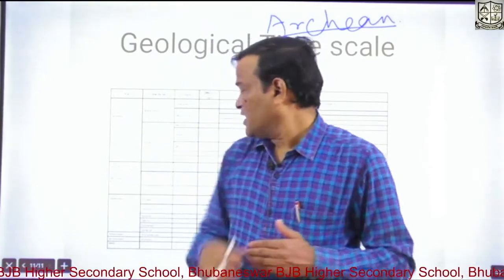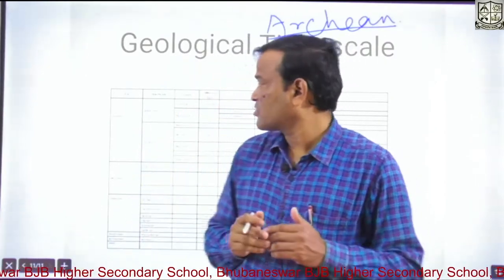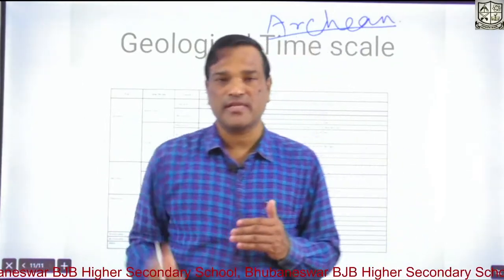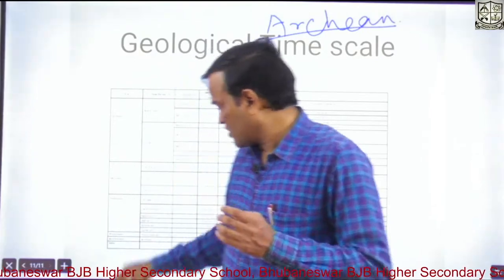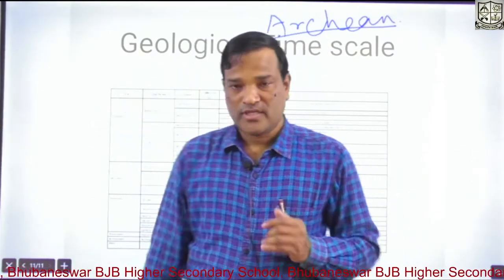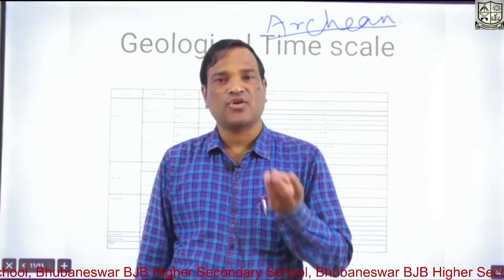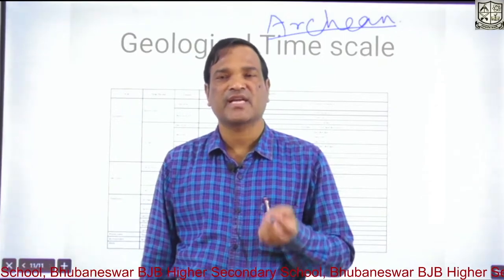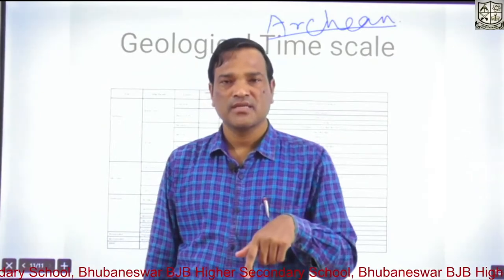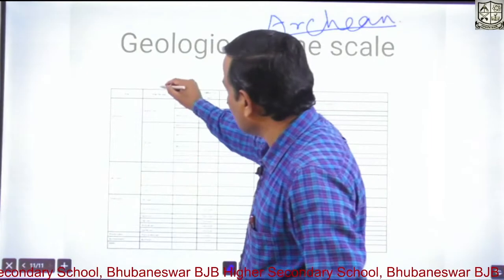Then Mesozoic: Triassic, Jurassic, Cretaceous. The three phases, time period. Then we come to the Cenozoic, which is divided into two parts, the Tertiary and Quaternary. So, starting from the Azoic up to the Cenozoic: Azoic, Archean, Precambrian, Cambrian, Ordovician, Silurian, Devonian, Carboniferous, Permian, Triassic, Jurassic, Cretaceous. These are the periods, and the Tertiary and Quaternary. So these are the periods.